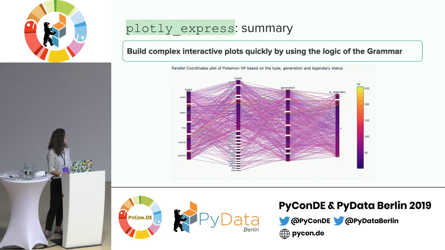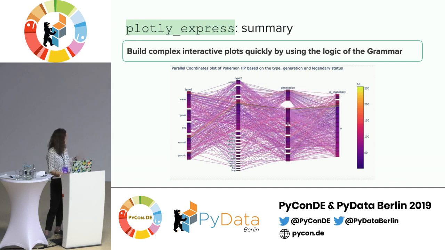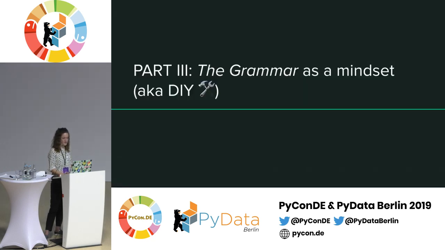As a summary, Plotly Express allows you to build interactive plots in one line of code. I forgot to put the code, but this is just one line of code. So this is going back to the Pokemons. We can see how their HP score is dependent on the type, their first type, the second type, generation, and their legendary status.